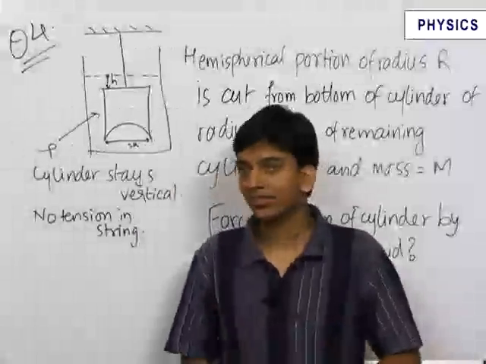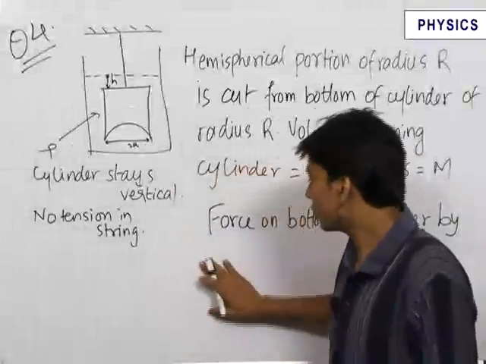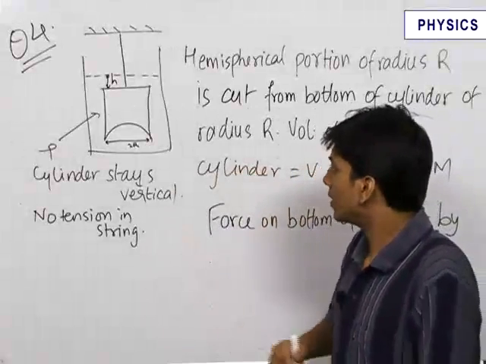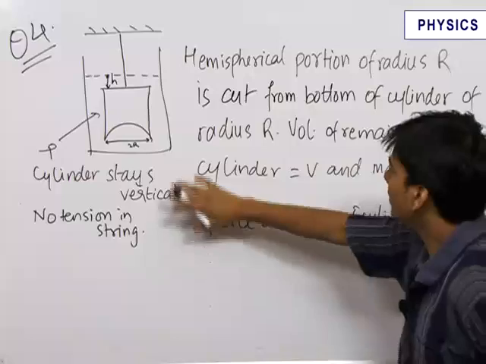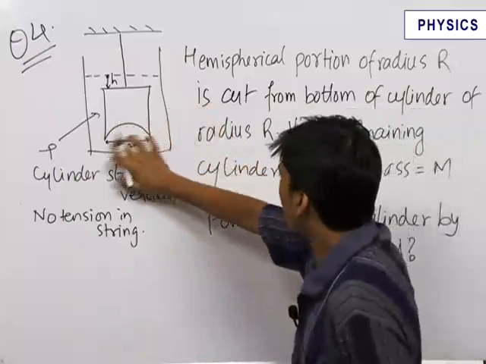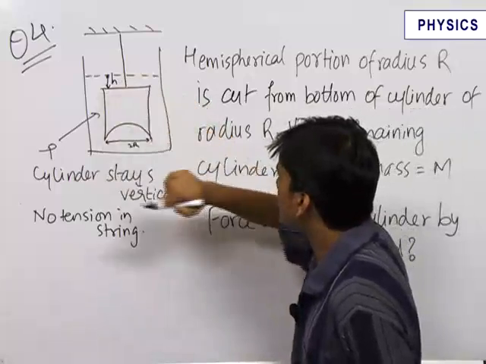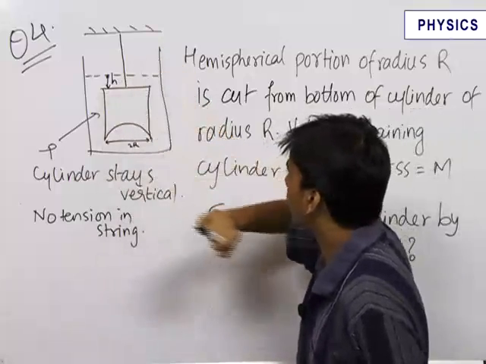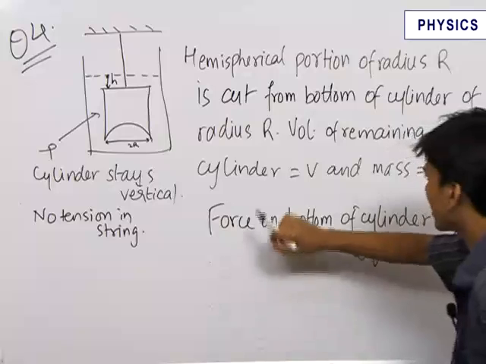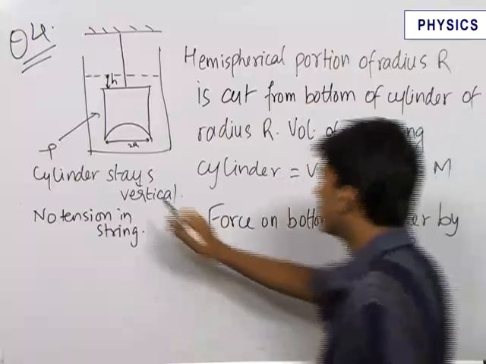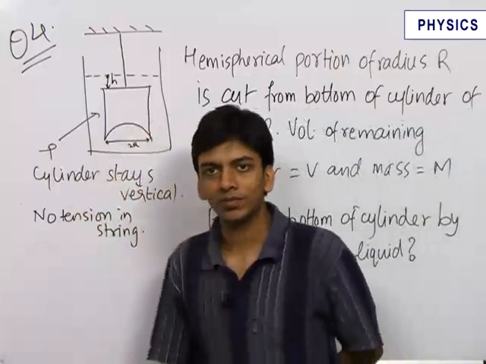In this question, it is a pretty simple question if you understand the concepts properly. It is given that a hemispherical portion of radius r is cut out from a cylinder of radius r, and the upper surface of the cylinder is at a height h below the surface of the water, and the tension in the string is negligible. You need to find out the force on the bottom of the cylinder by the liquid.